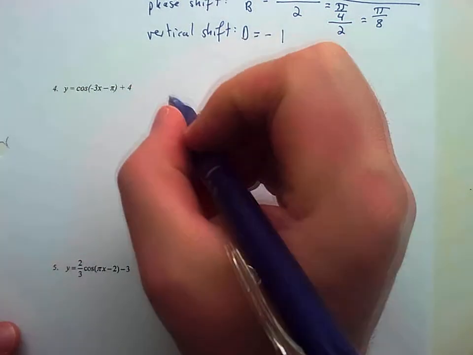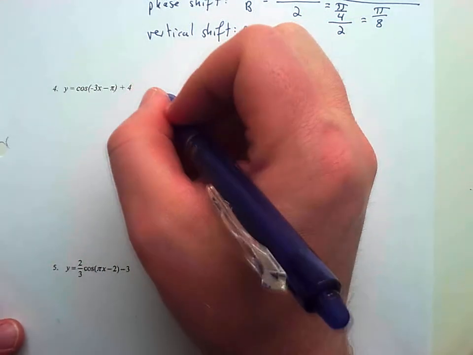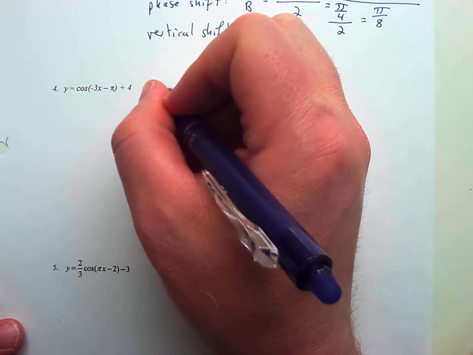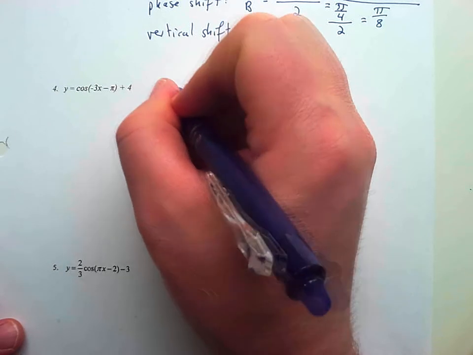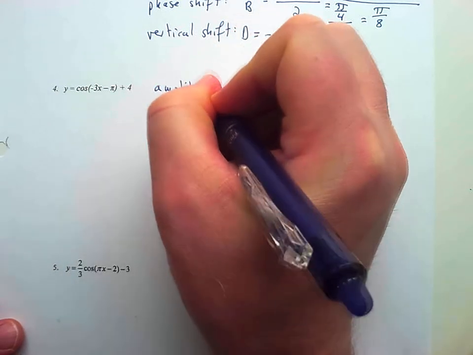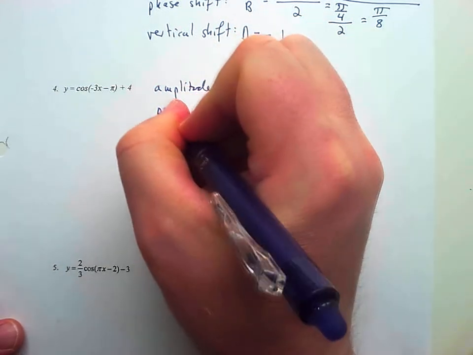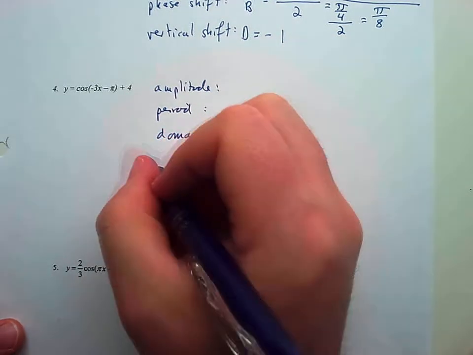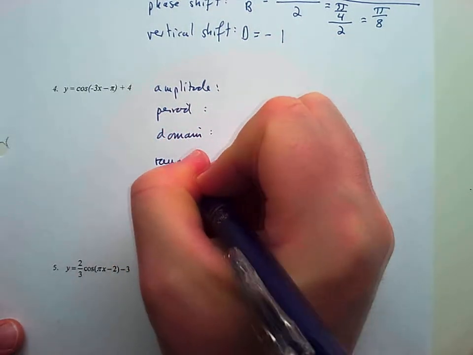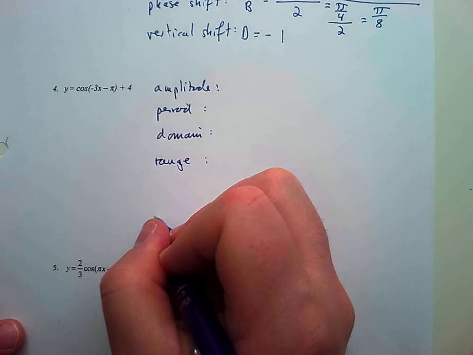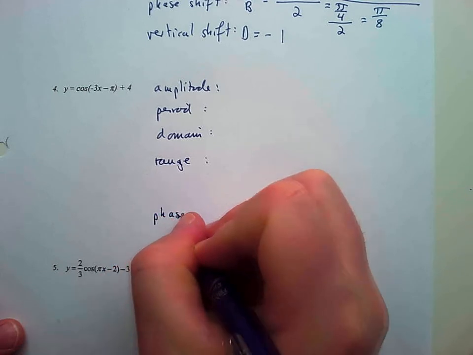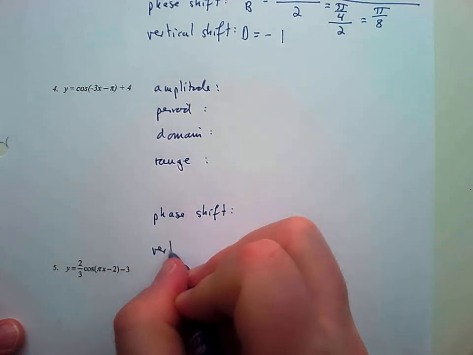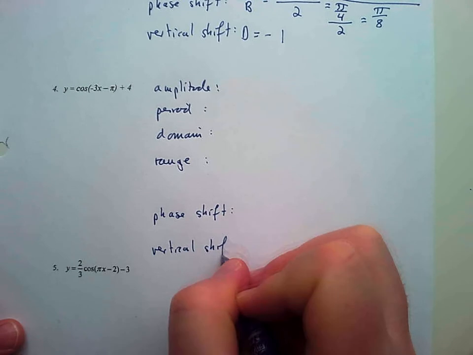Alright, as I keep saying, if you want to pause the video, now would be a good time to pause the video. But I'm going to go through question number 4 and 5 here a little bit more quickly. We're asked to find the amplitude, the period, the domain, the range. I'll give myself a little bit more room here for the range because that was the one that was getting a little bit tight. Then the phase shift and our vertical shift.